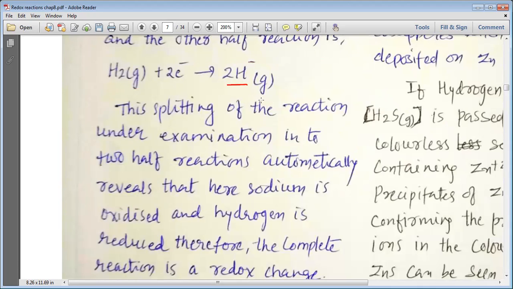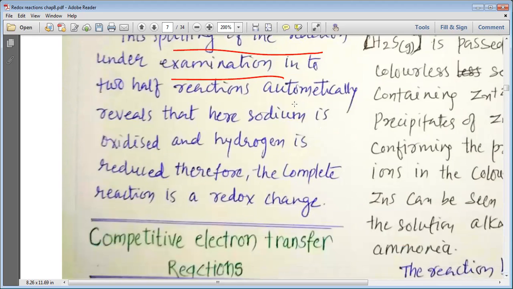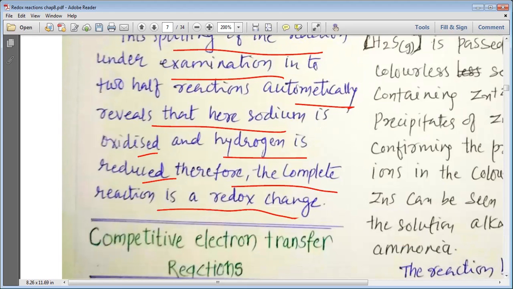So here you can get 2H- in the gaseous form. This splitting of the reaction under examination into two half reactions automatically reveals that here sodium is oxidized and hydrogen is reduced, and therefore the complete reaction is a redox change.